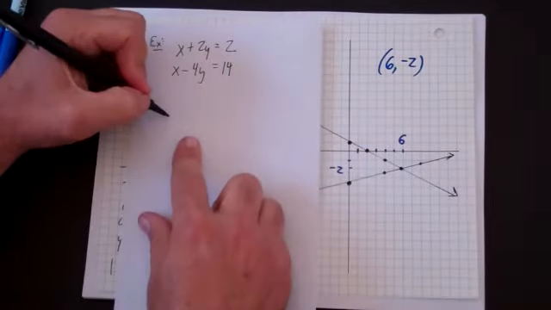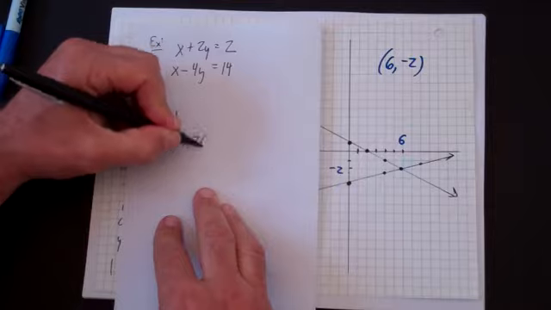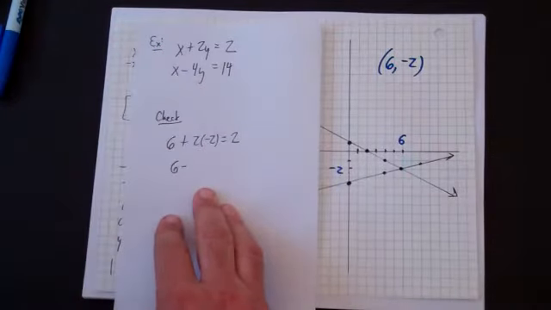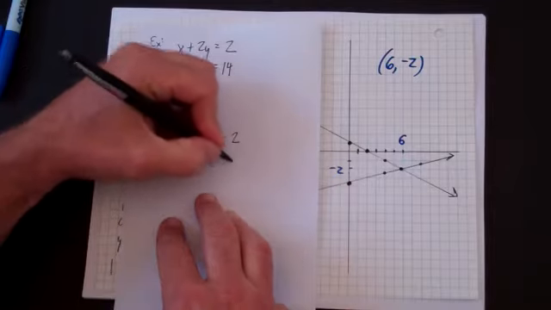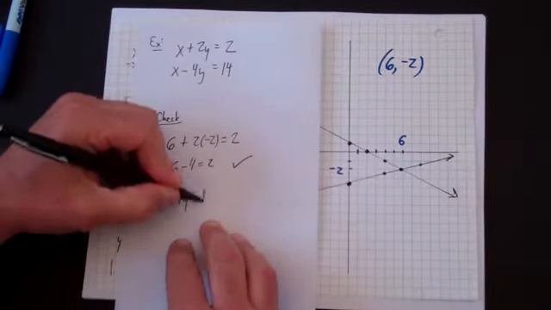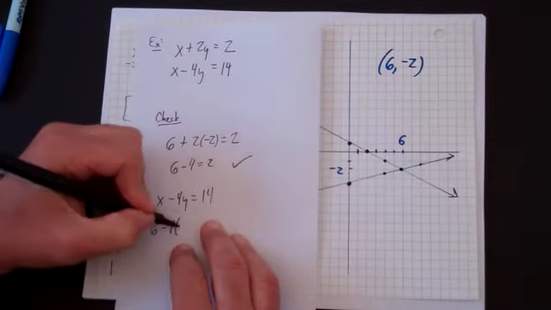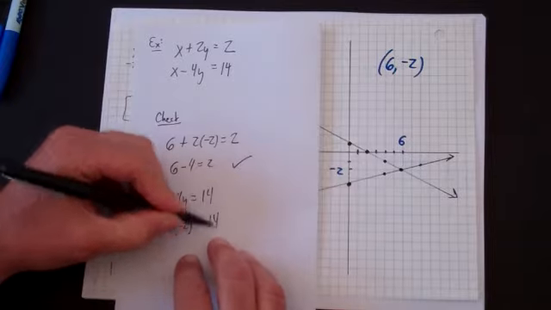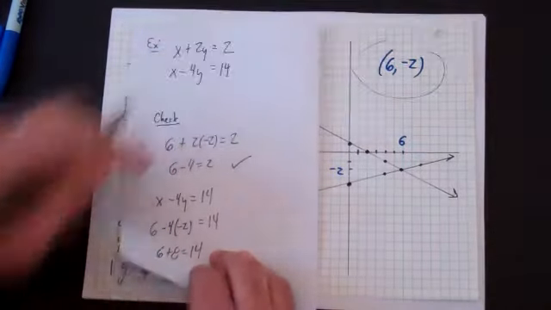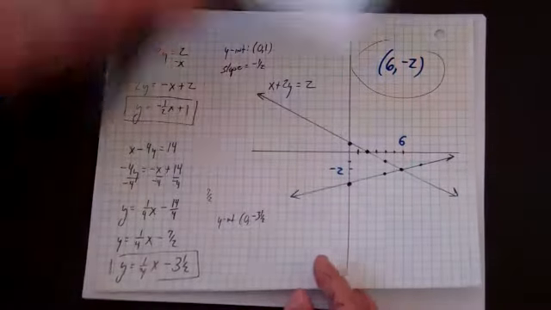You have to plug the numbers into both equations to check it. So you get 6 plus 2 times minus 2 is 2. 6 minus 4 is 2. That works out. And then for x minus 4y is 14, you get 6 minus 4 times minus 2. That's 6 plus 8 is 14. It looks like that's the exact answer to me. And that's how you solve systems of linear equations with graphing.